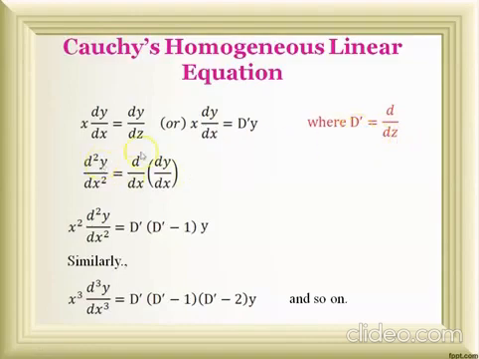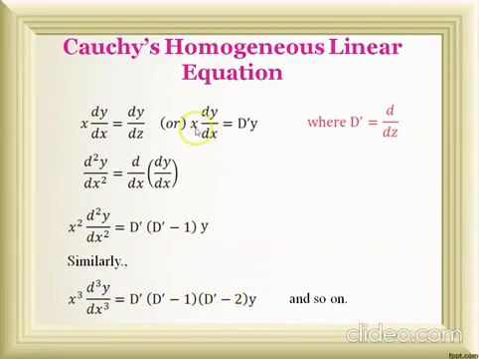Likewise, let us move on to the second derivative, d square y by dx square. This is nothing but the differentiation of dy by dx with respect to x. After simplifying like the previous, I will get x square into d square y by dx square equal to d dash into d dash minus 1 into y. Likewise, moving on to the third, we get x cube into d cube y by dx cube becoming d dash into d dash minus 1 into d dash minus 2 into y.